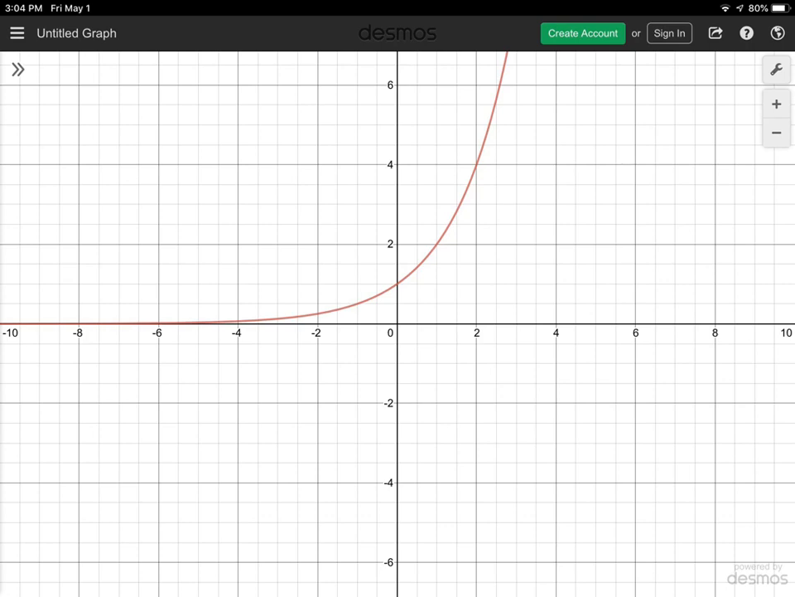Alright, so now that we've looked at a, we're going to take a look at the impact of c. Once again, our red line is f at x is equal to 2 raised to the power of x. We can see our y-intercept here is at 1, and we can see that when x is equal to 1, y is equal to 2. These are two important characteristics.